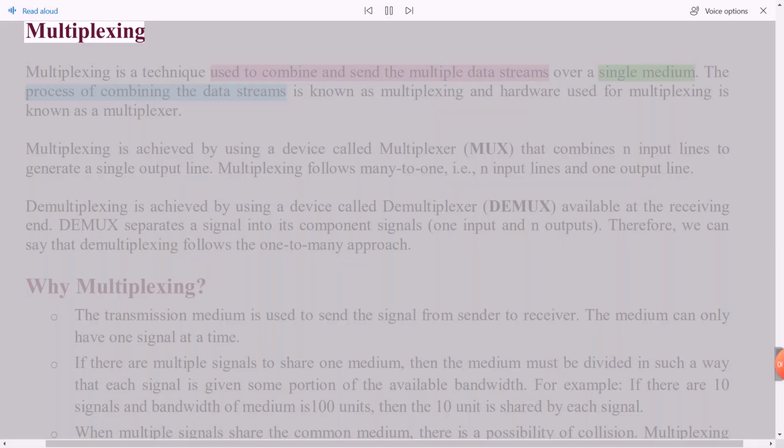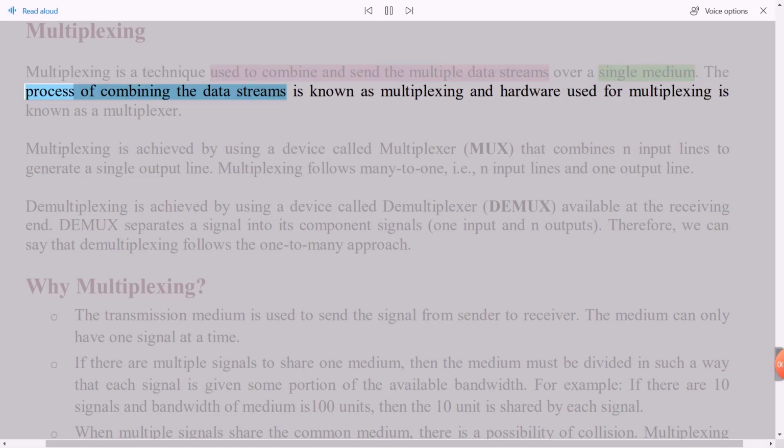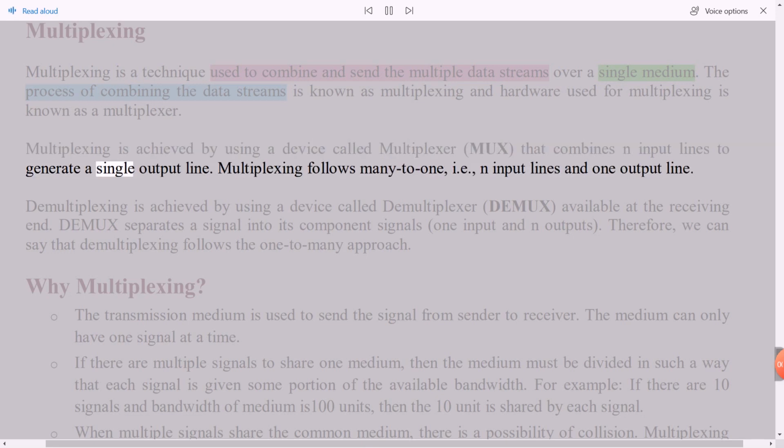Multiplexing. Multiplexing is a technique used to combine and send multiple data streams over a single medium. The process of combining the data streams is known as multiplexing, and the hardware used for multiplexing is known as a multiplexer. Multiplexing is achieved by using a device called a multiplexer, MUX, that combines n input lines to generate a single output line. Multiplexing follows many to one, i.e., n input lines and one output line.